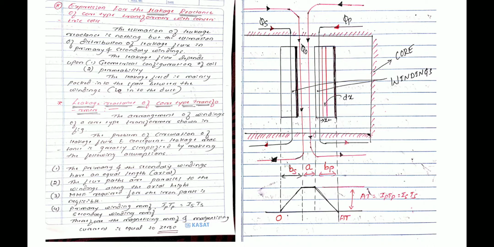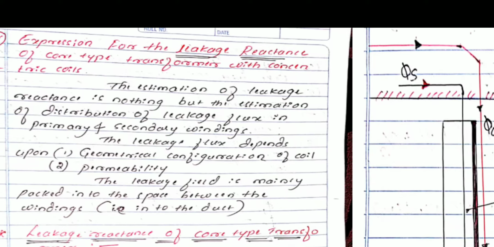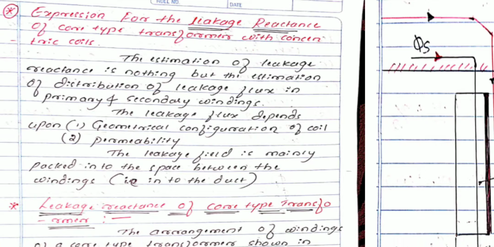Okay, see here. We are now deriving the expression for the leakage reactance. But before starting this derivation, everyone should be familiar with what leakage reactance is. See the first point I had written here: the estimation of leakage reactance is nothing but the estimation of the distribution of leakage fluxes in the primary as well as the secondary windings.